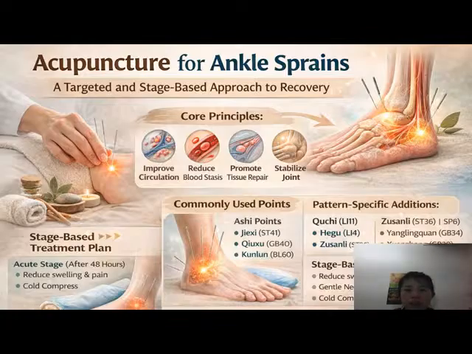An ankle sprain is an injury to the ligament of the ankle joint caused by excessive stretching or tearing. It most commonly occurs when the foot is suddenly twisted inward or outward beyond its normal range of motion. The majority of the cases involve the lateral ligament complex, accounting for approximately 80 to 90% of all ankle sprains.